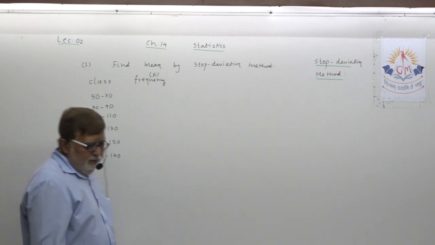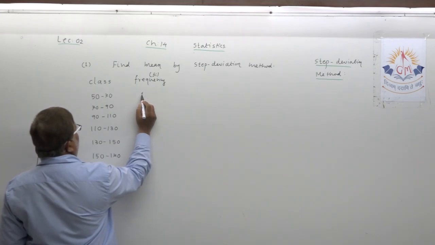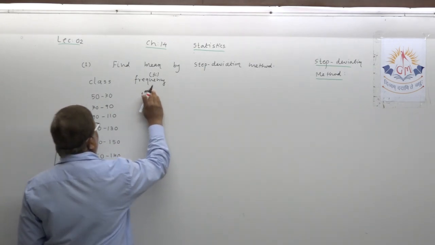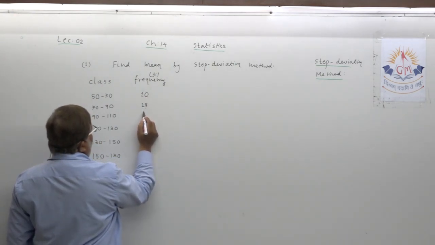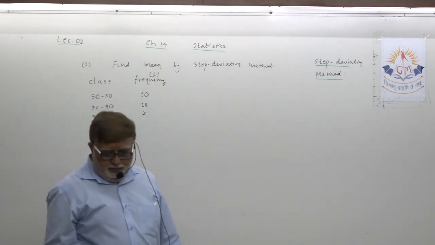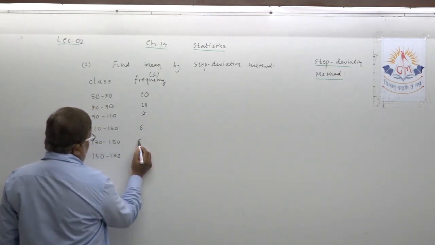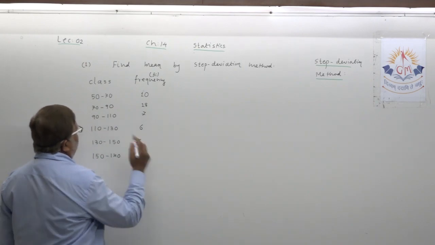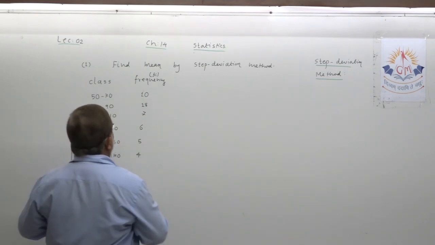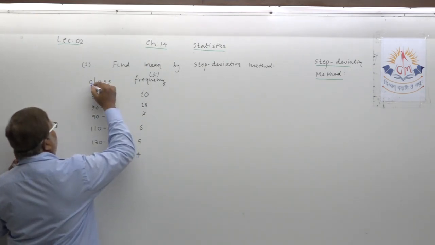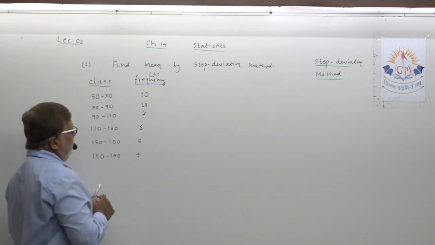And the frequency has been given: 10, that is the frequency of the first class. Then 18, then 7, 6, 5, 4. These are the frequencies given to you. So we have class and frequency already, and we are looking to find mean by the method of step deviation.